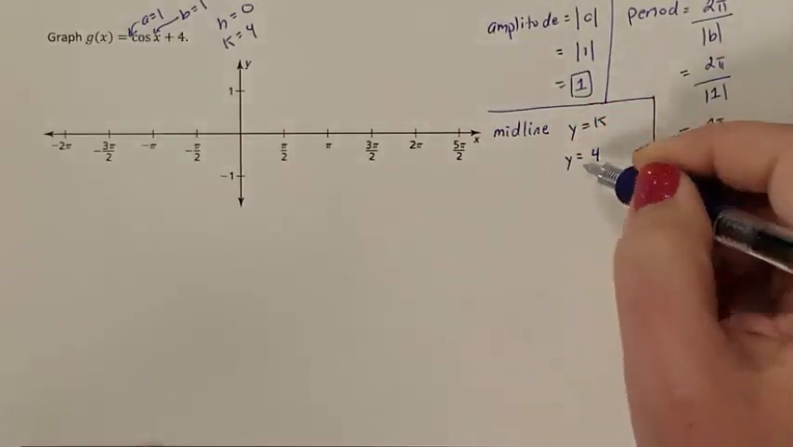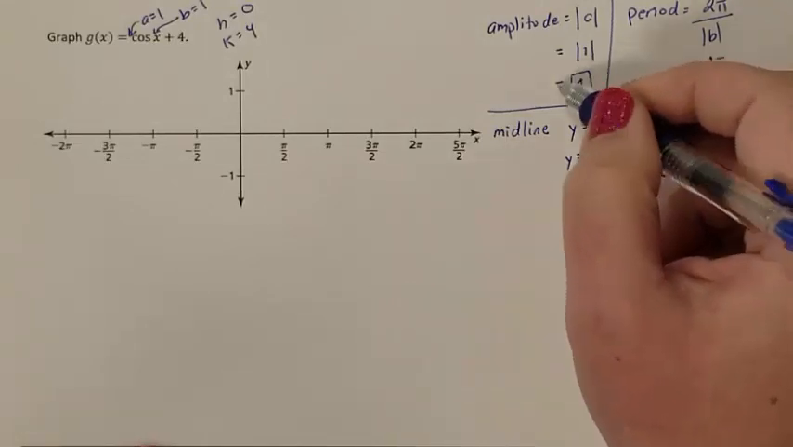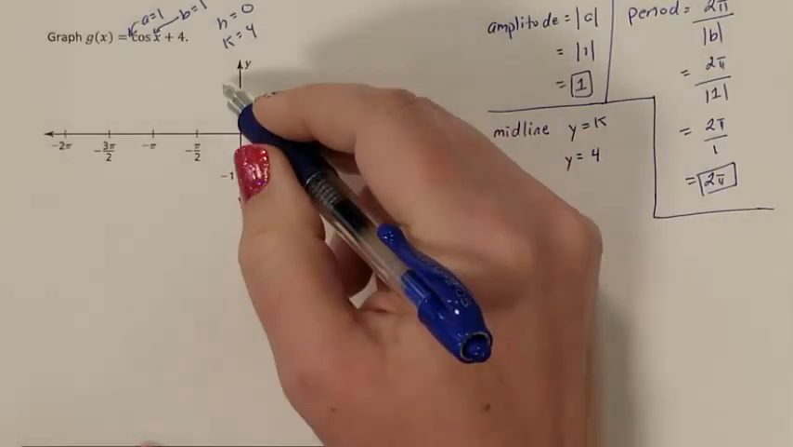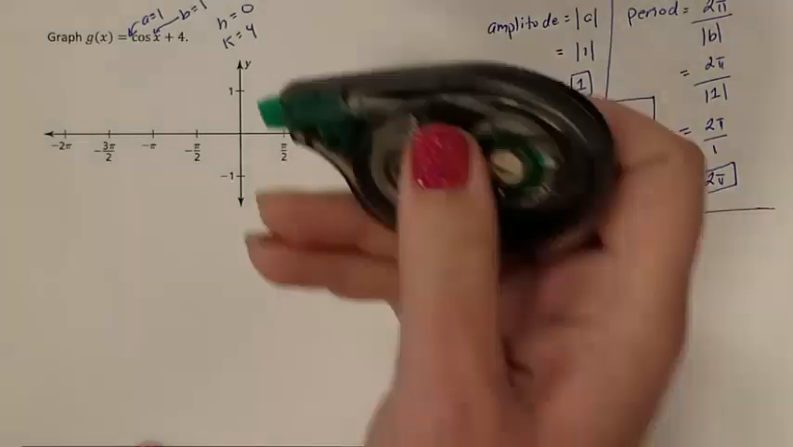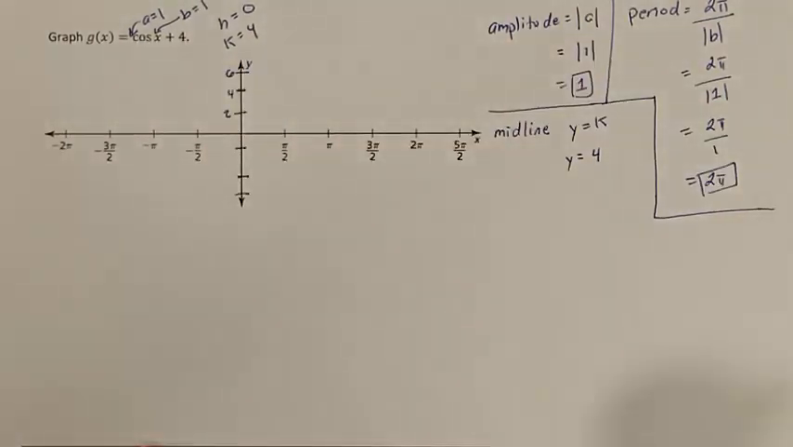So that means my midline moved up to the line 4, and then I need to be able to go one more up from that. My y-axis does not count for this, so that means we need to scale our y-axis just a little bit different. So here is my y-axis. I should be able to count now.